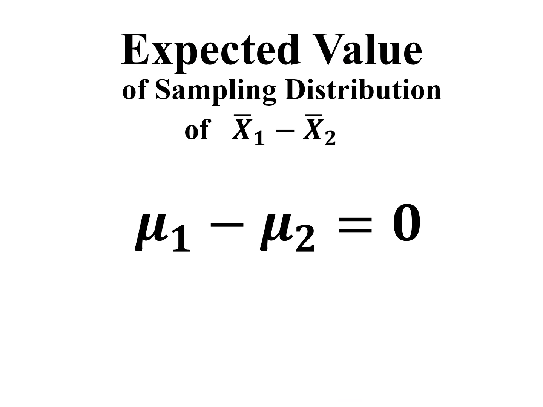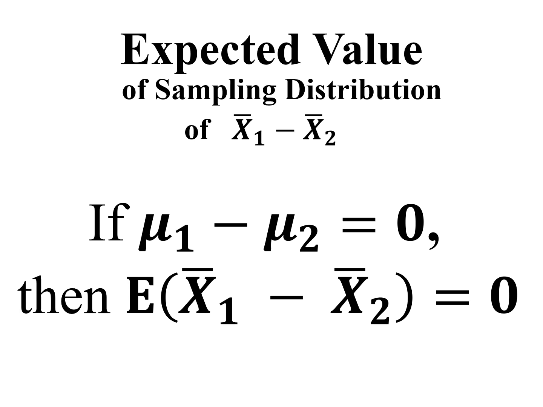As you remember, we started by assuming that the null hypothesis is true. That is, we assume that the two population means are equal, and that the difference between the two population means is therefore 0. Mu1 minus mu2 equals 0. If the difference between the population means is 0, it can be proven mathematically that the expected value of the difference between the sample means is also 0. That is, if the null hypothesis is true, the expected value of the difference between the sample means is 0.